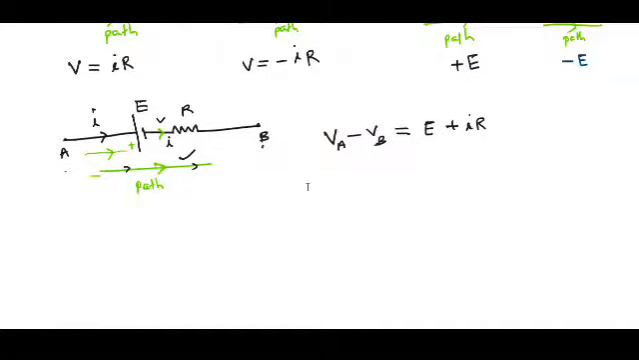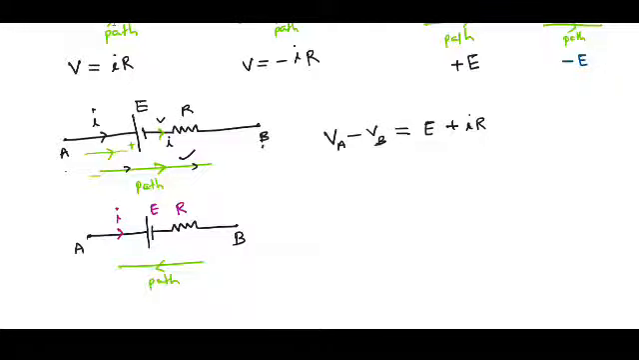The same problem: this is a battery and this is a resistance. This is point A, point B. If I take the path in the opposite direction, this is the direction of the current, this is a voltage source, this is a resistor.